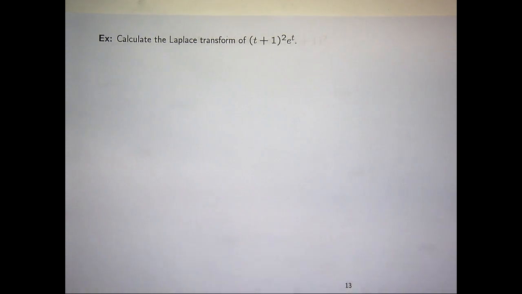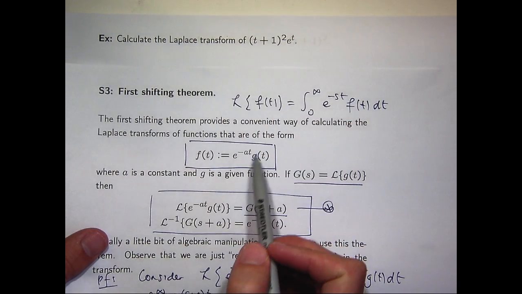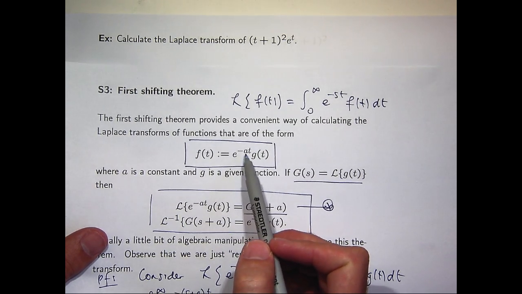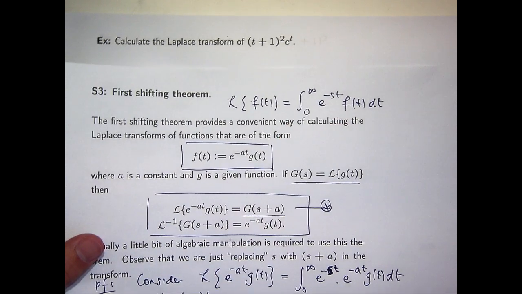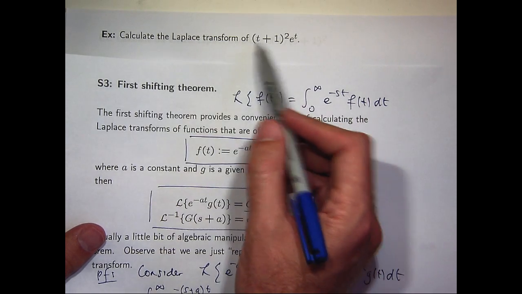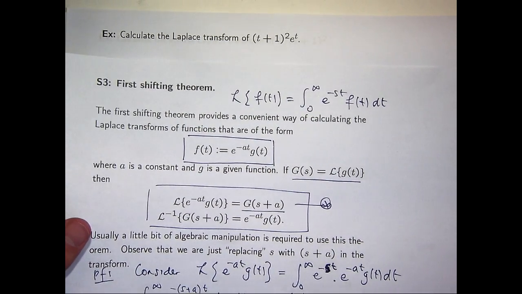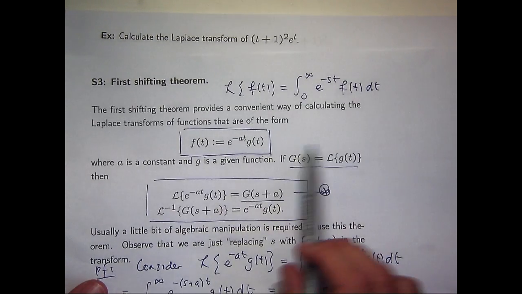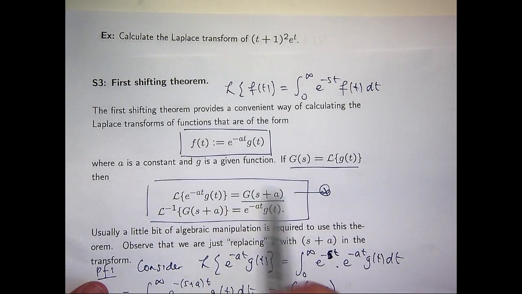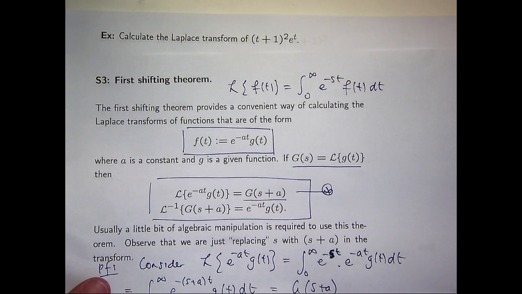Now you can see that this function here has this particular form with a equals minus 1 and little g of t equals t plus 1 all squared. Okay, so what we do is we calculate the Laplace transform of little g and then shift it a units by using star.